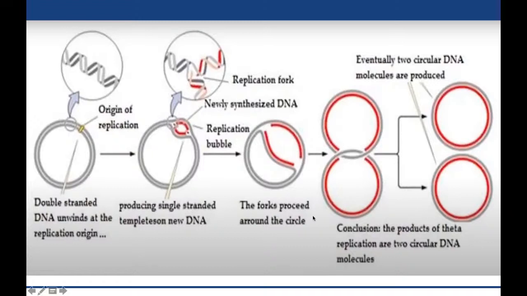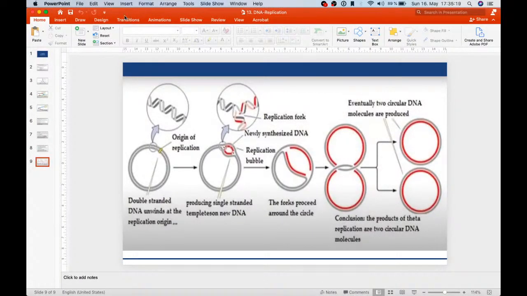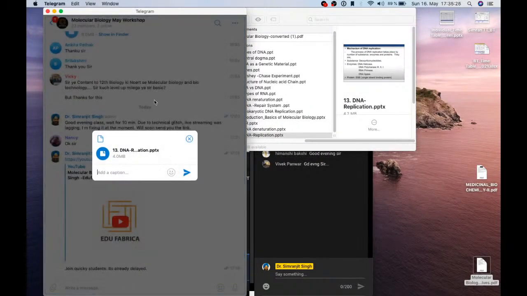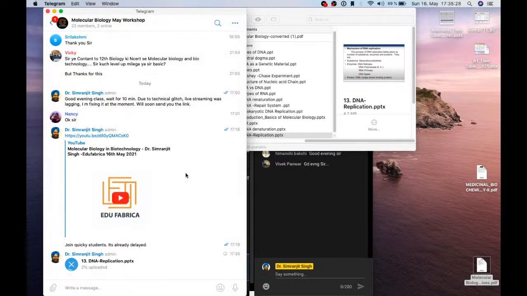So here we can see this is the origin of replication. The DNA strands unwind at the origin of replication. They start to open the double-stranded DNA like this, and hence the end products will be two molecules having two new circular DNA. I don't want to go into the complexity of DNA replication in this part. I hope this DNA replication is easy to understand.